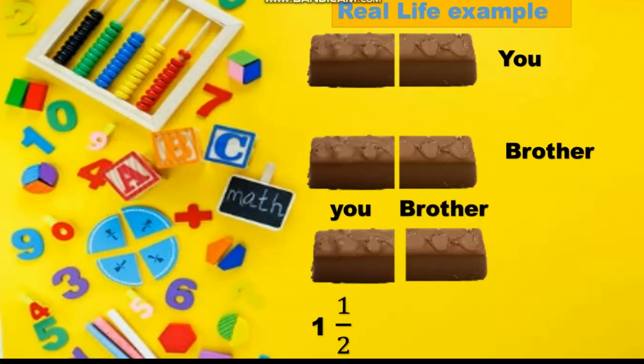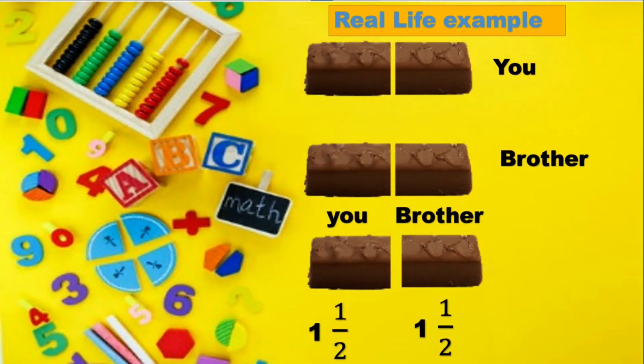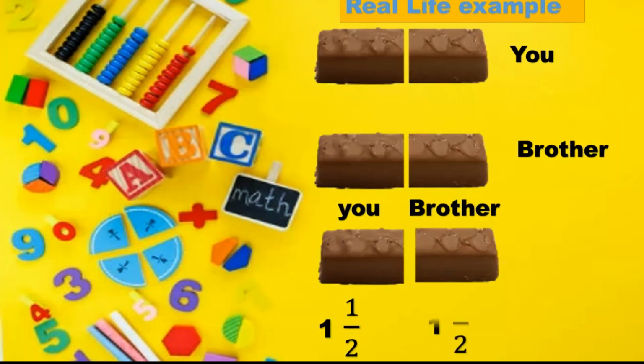And here you can see that you have one whole chocolate and one half part of the third chocolate. So you have one whole and 1 by 2, and similarly your brother is also having one whole and 1 by 2 of the chocolate. So in this way we can equally divide anything. Here we divided chocolates into equal parts, so we can easily use fractions in our daily lives.